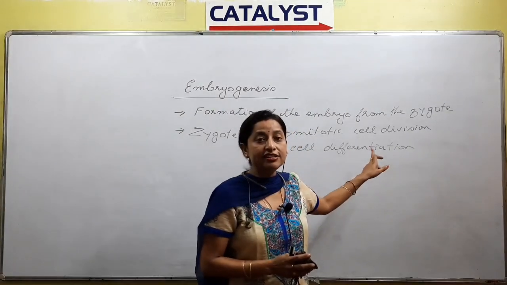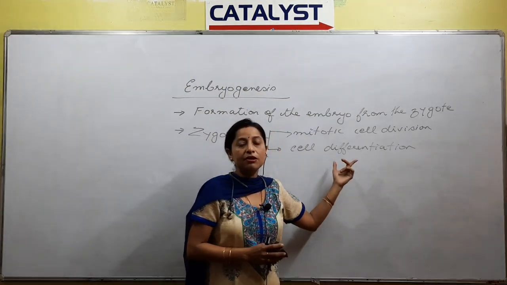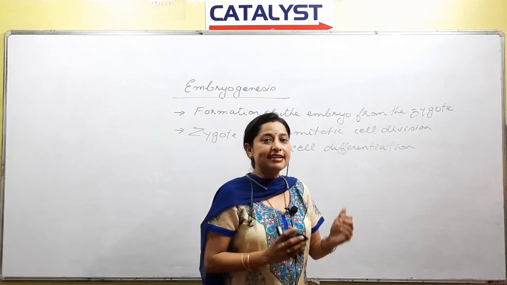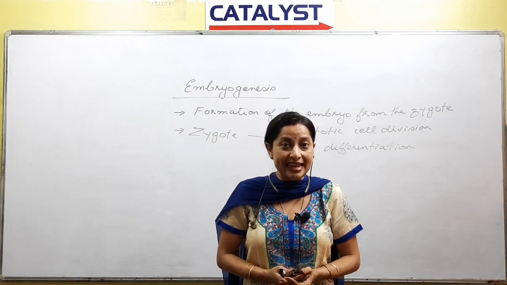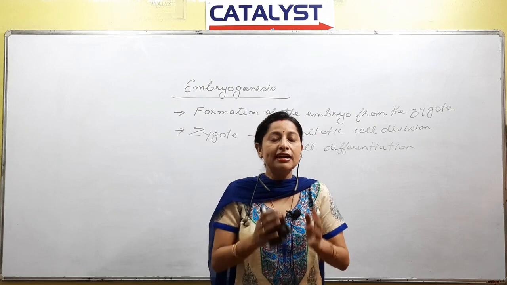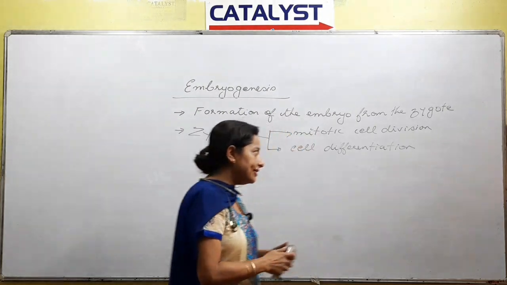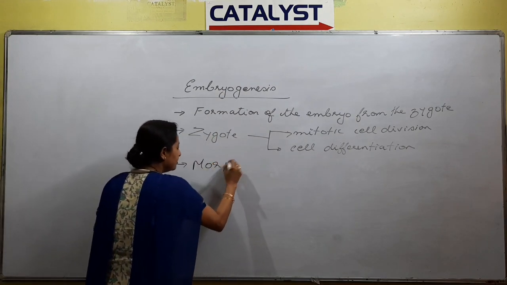Formation of specialized tissues and organs is called differentiation. So we are talking about embryo formation. The embryo is formed from the zygote. The starting of a zygote is obviously one single cell. The cell undergoes mitotic division, a group of cells forms, and that group becomes differentiated. Next, morphogenesis also occurs.